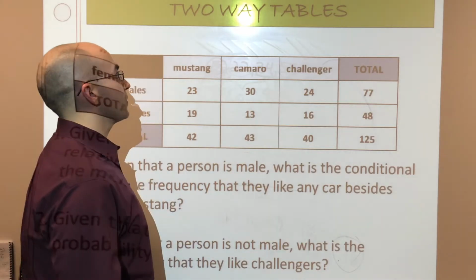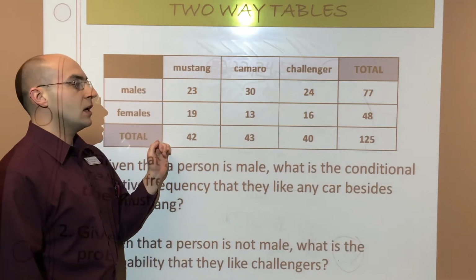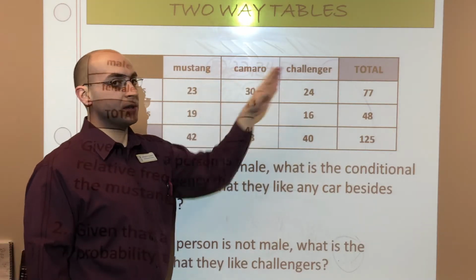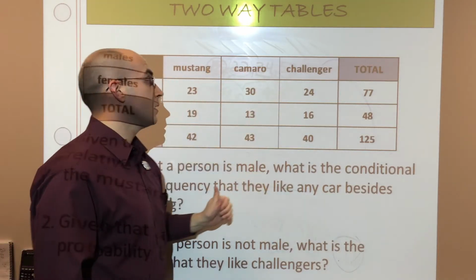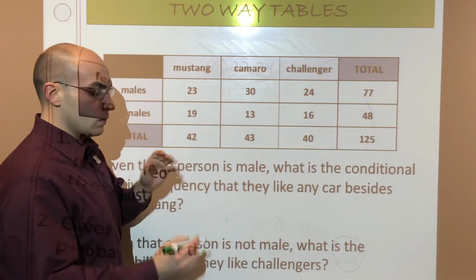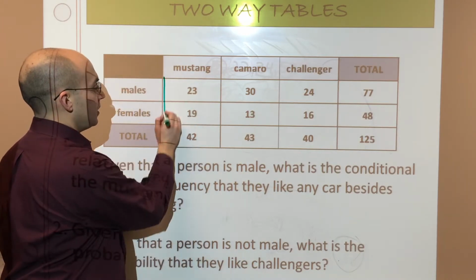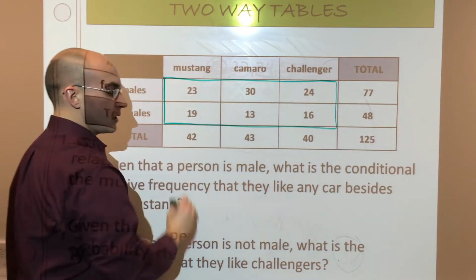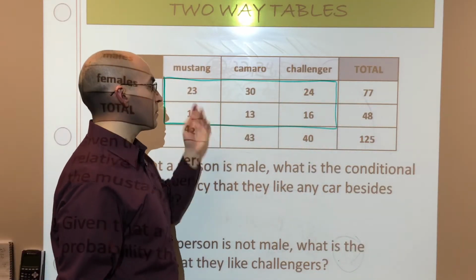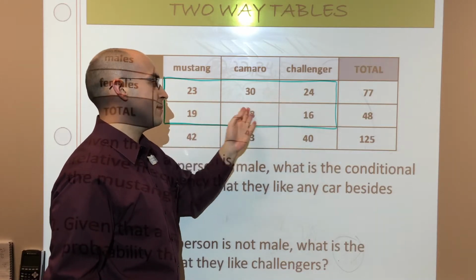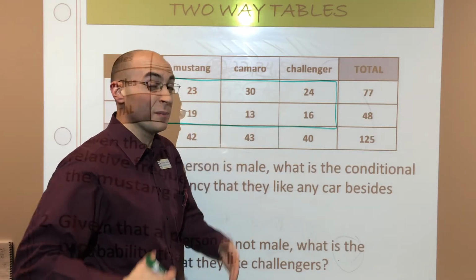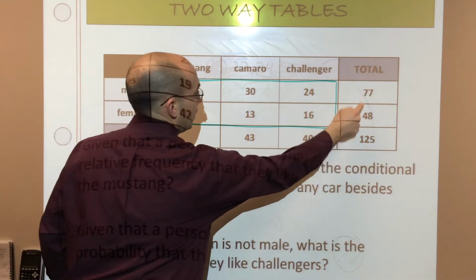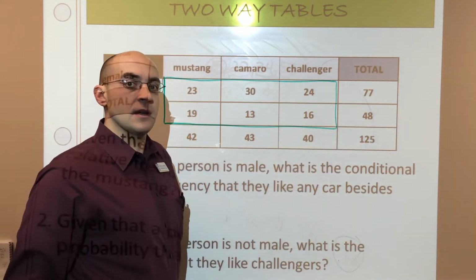Okay, so for this one, and you've seen this one before, the first thing that we're talking about is males and females and which type of car they like, Mustang, Camaro, or Challenger. Okay, so very basics first. Everything in the green section that I'm drawing now, these are called joint relative frequencies. Joint relative frequencies are the data values in the middle of the set, or the body of the table. Now everything else represents a marginal relative frequency.